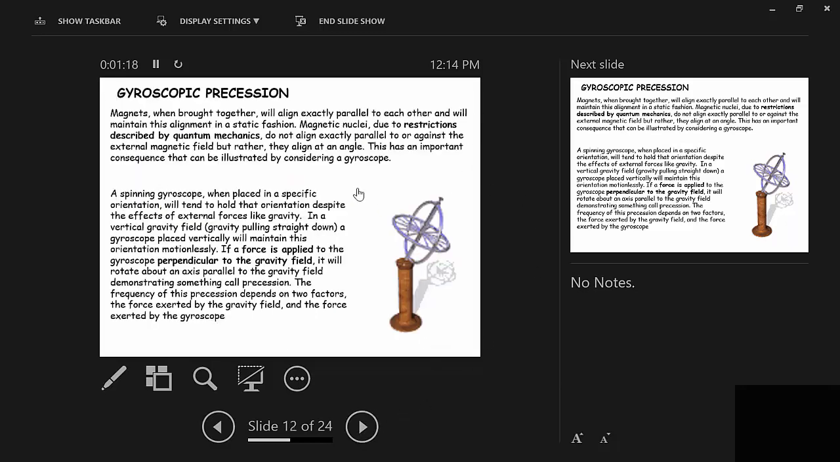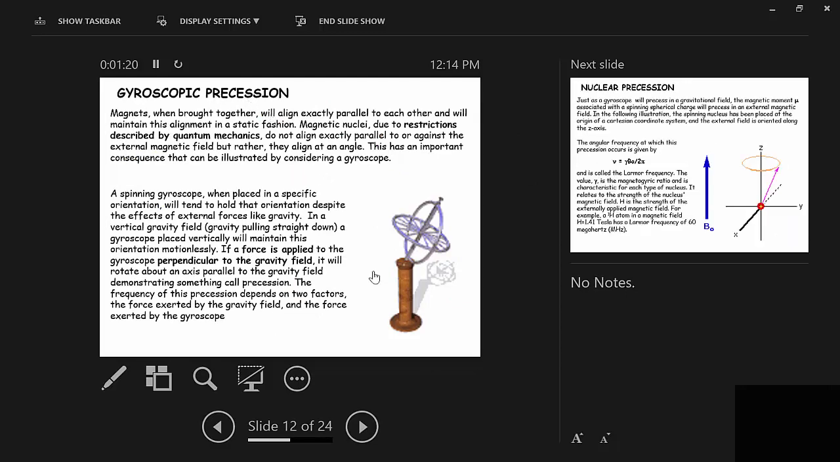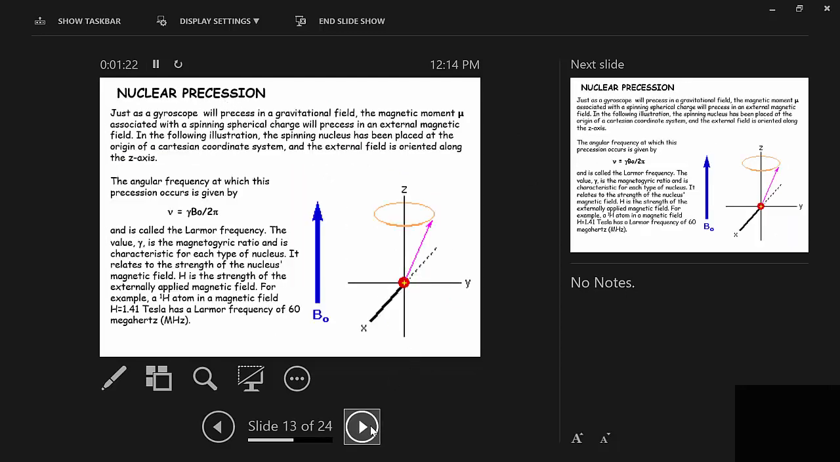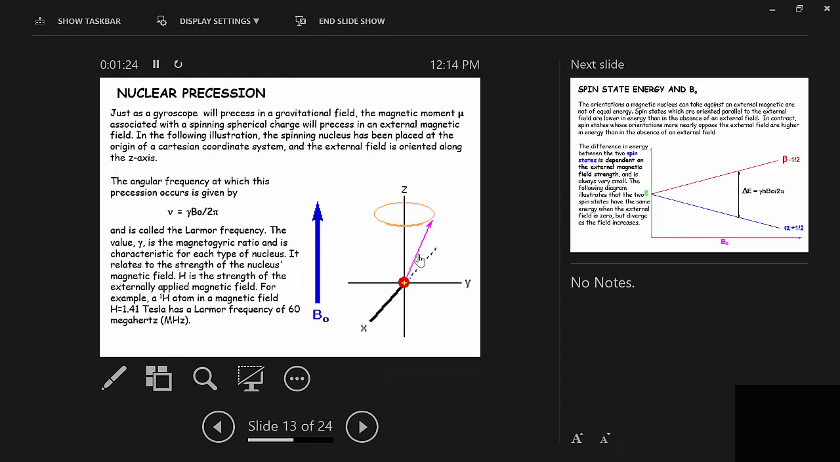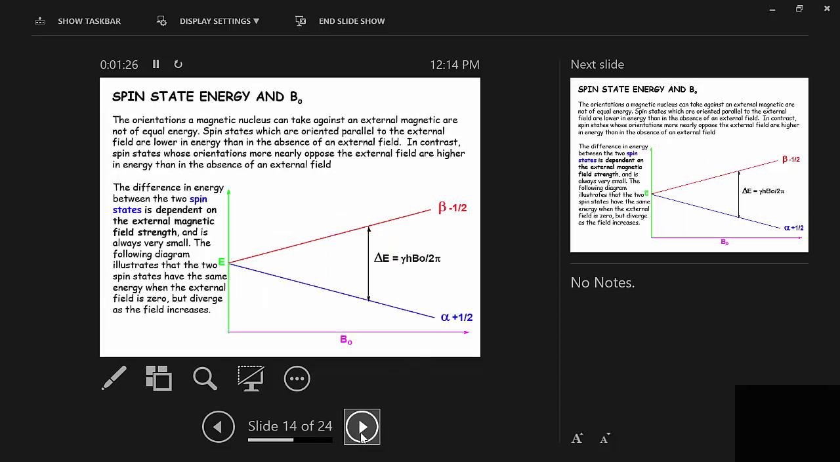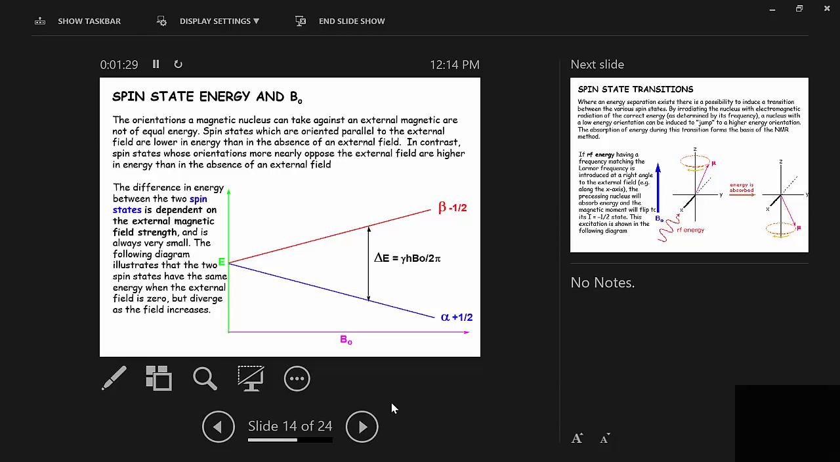There's a lot of physics involved here with gyroscopic precession or precessing spin. So this is a precessing spin here. We're not going to worry about the physics of this. What we are going to worry about is the strength of the magnetic field. The stronger the magnetic field, the bigger the difference in energy of the spin state. So we want bigger because it's going to give us a better signal.